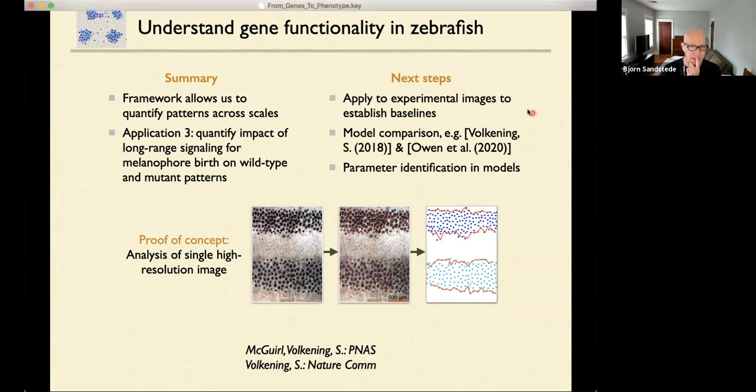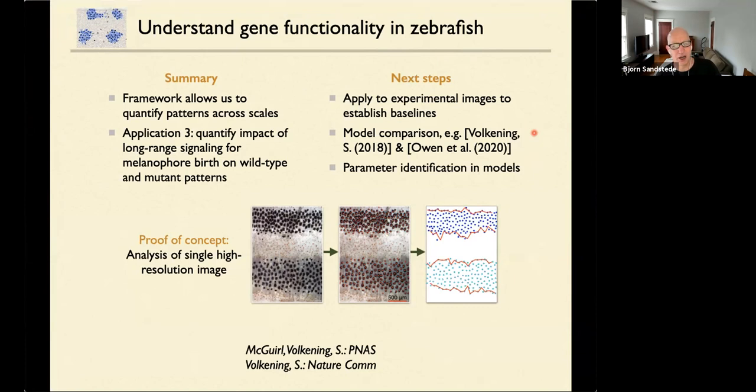And I think one of the big next steps would be to apply this entire approach to experimental images. The main difficulty at the moment is that we need very high resolution images to do that. On the bottom is an analysis of a single image, just as a proof of concept, so it works. But at the moment, we have access to probably only 200 high resolution images. We are working with the lab of Christine Nüsslein-Vollhardt in Tübingen to get more images from them and apply this machinery to them.